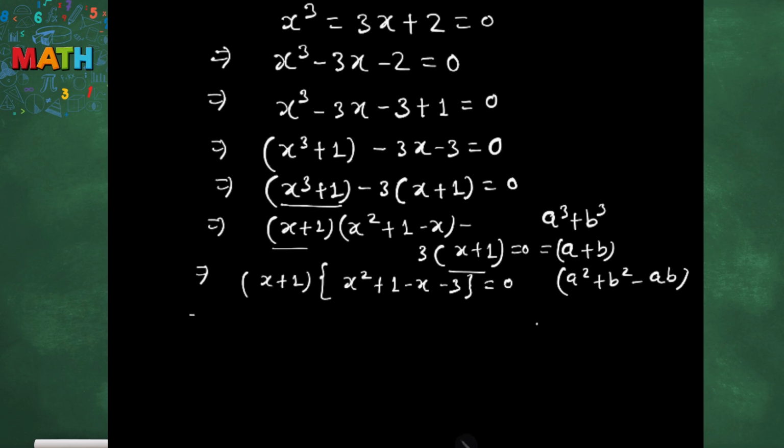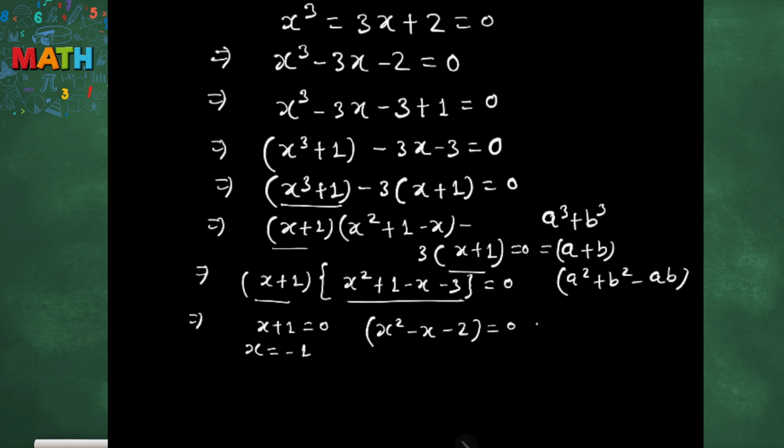So what will happen? Either this is equal to 0 or this is equal to 0. So x plus 1 is equal to 0. It means x is equal to minus 1. So this is one value of x. Now let's solve this one: x square minus x minus 2 is equal to 0.